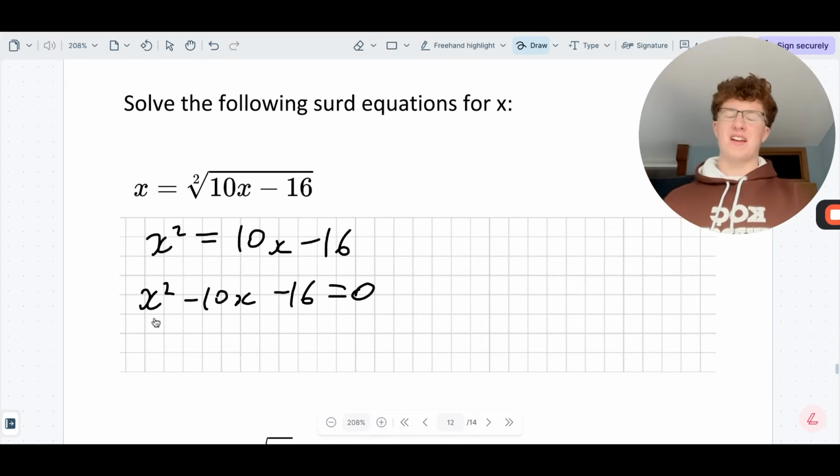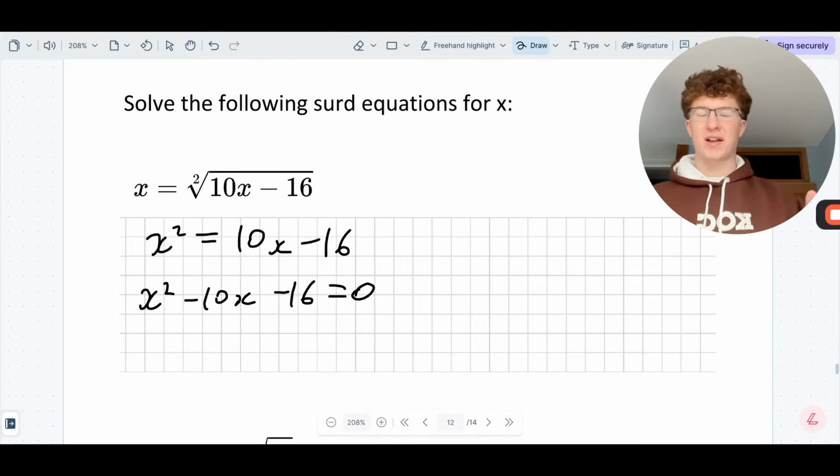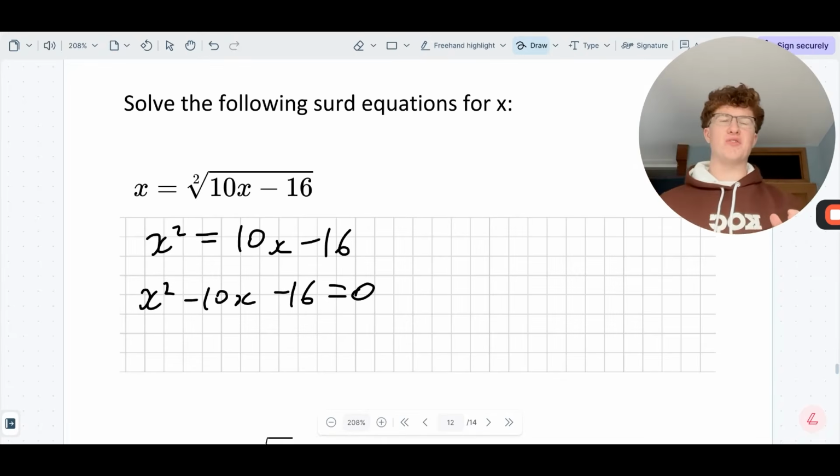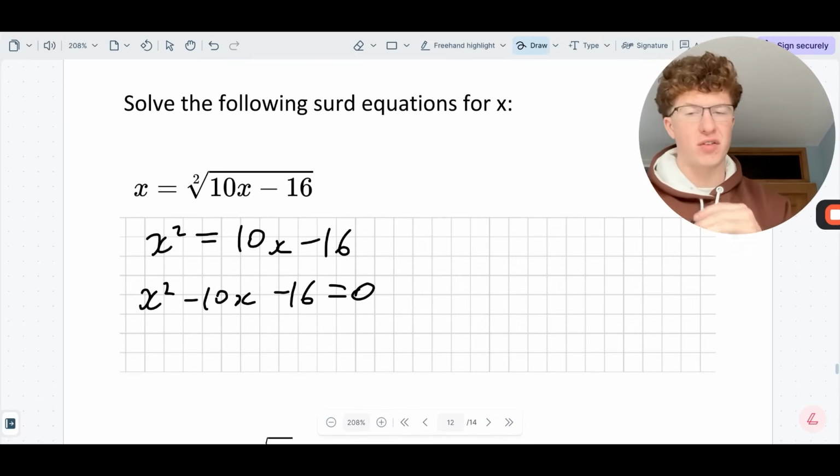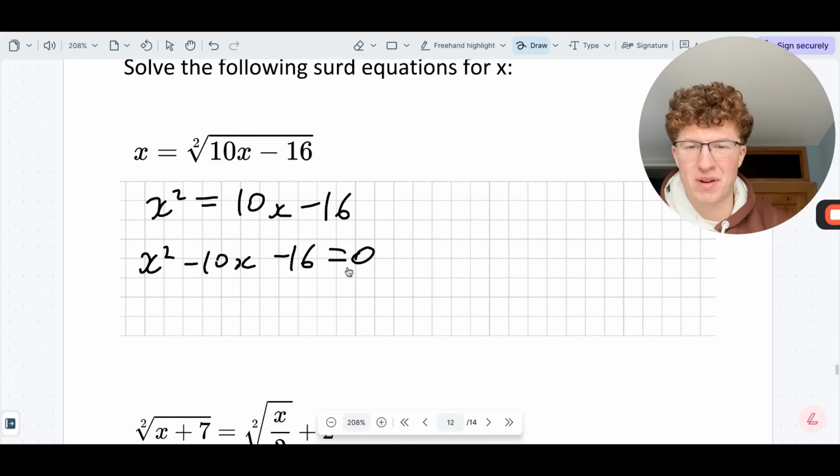We want to solve for x here. What is this? Just a quadratic. The amount of times you'll see a quadratic, you need to get good at solving quadratics. Know how to factorize them or know how to solve them using the minus b formula. They're crucial. So x squared minus 10x minus 16.